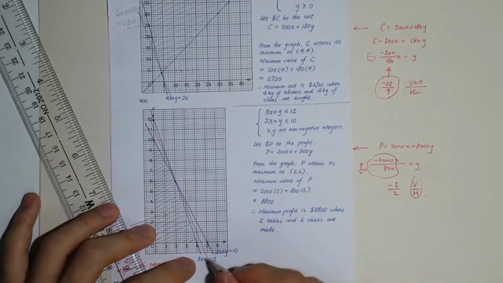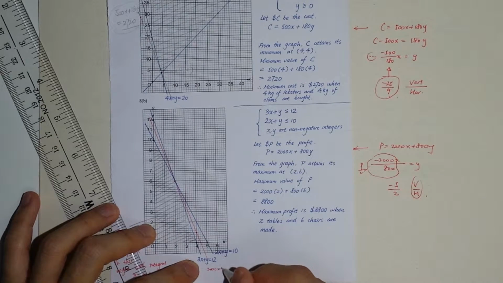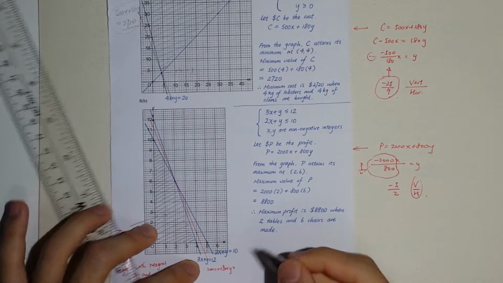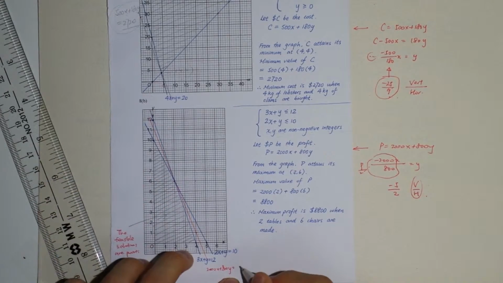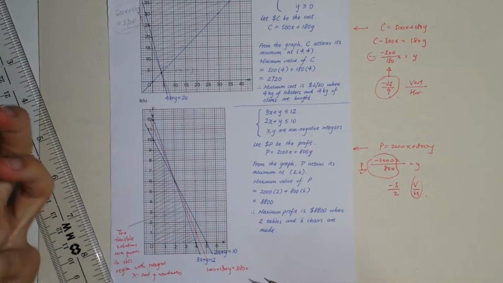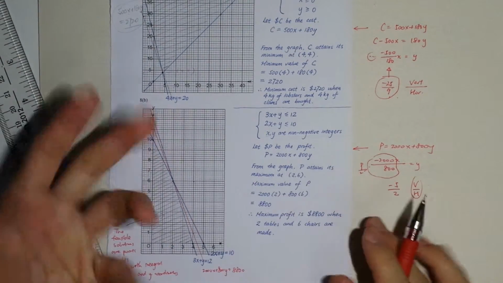Also mark the label. It is 2000x plus 800y equals what? When you put (2, 6) here, you get the value 8,800. So this is your line. You have to draw it. Otherwise, you cannot just claim it from here.